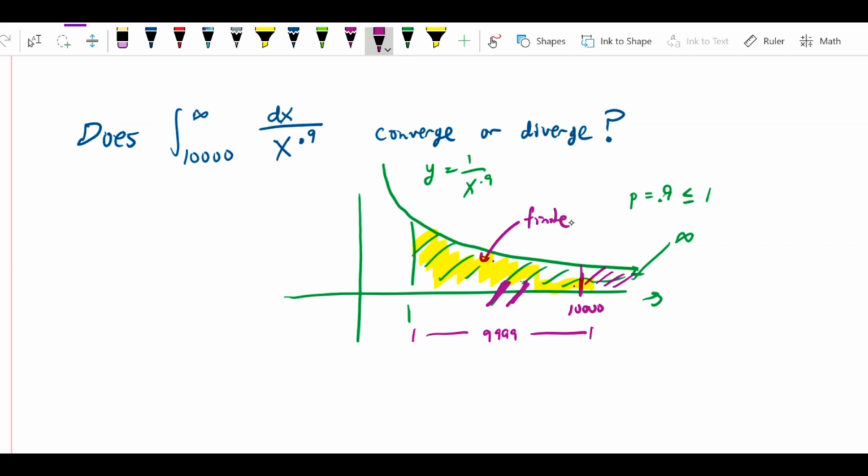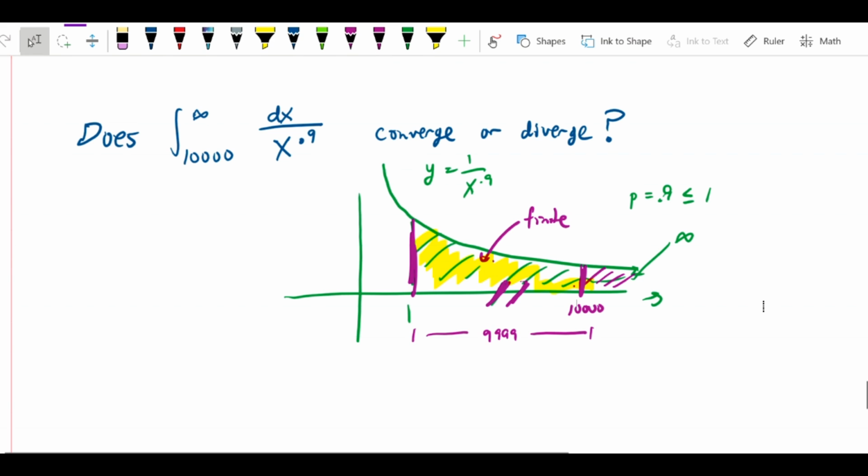So all I'm really doing is taking what I already know, that the whole area from 1 to infinity is infinite, and subtracting some finite number. This is just an ordinary finite area under a curve on a finite interval. It doesn't affect whether the integral adds up to infinity or a finite number.